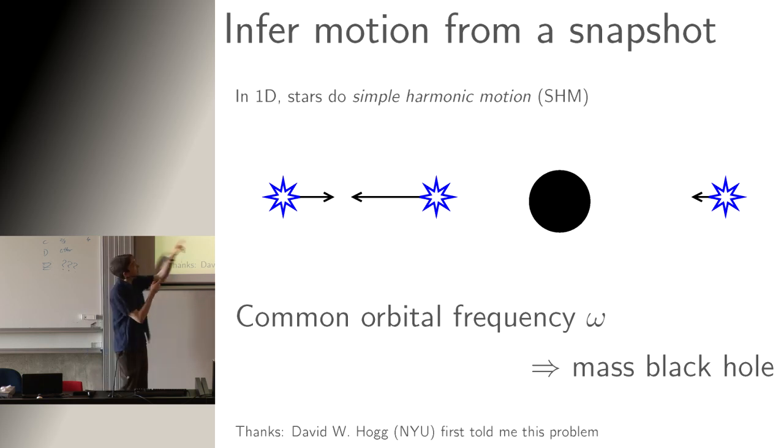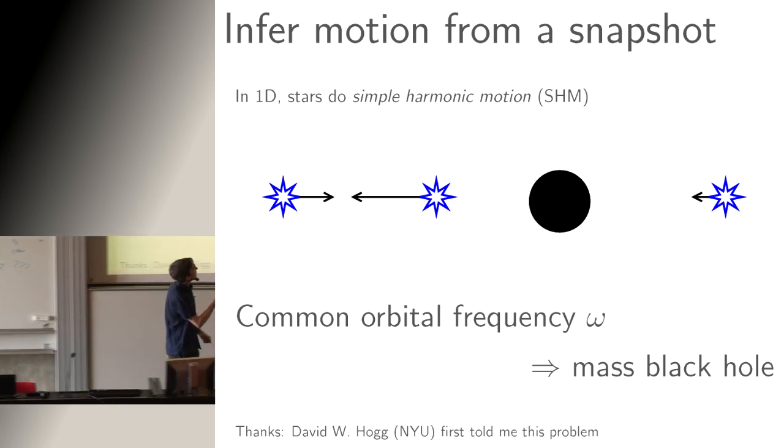So if we got to see the stars moving around, we could just watch them for a while and measure the period of their motion, and we could go, okay, now we know the mass of the black hole. That would be nice. On the other hand, if we only see a snapshot, it's not obvious that we can measure the mass of the black hole. If all we see is, here are the stars, they're in these positions, and here is their current velocity, can we tell what's going on?